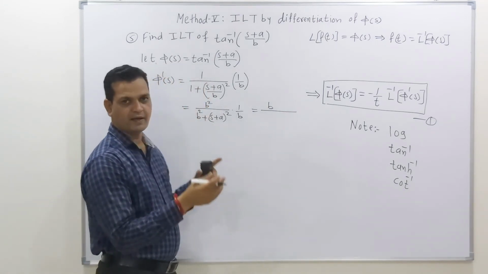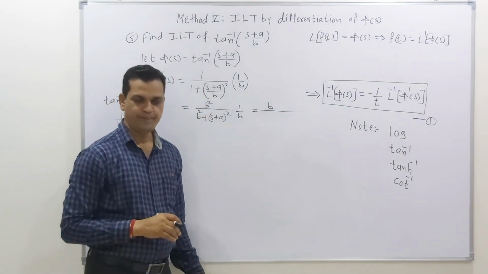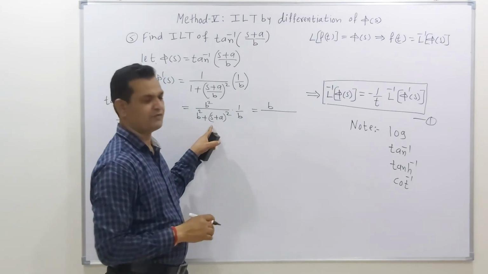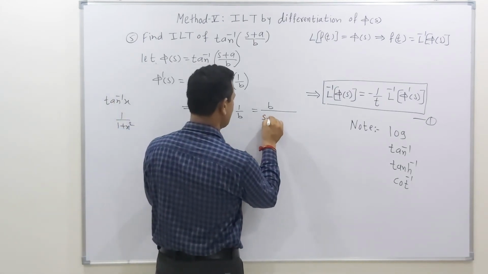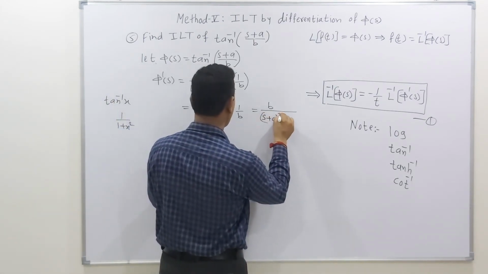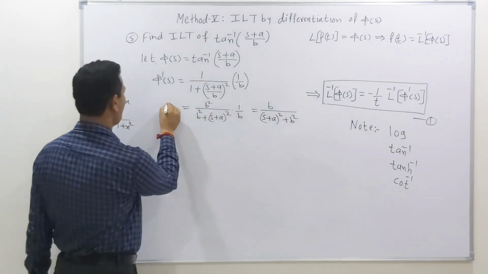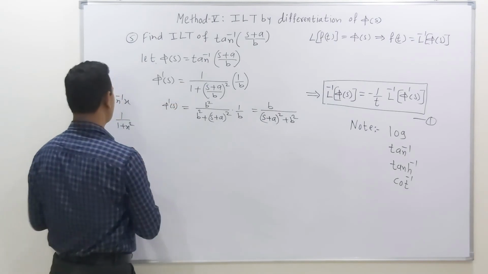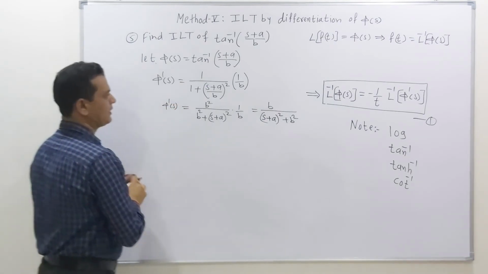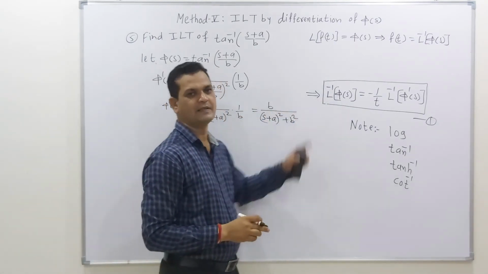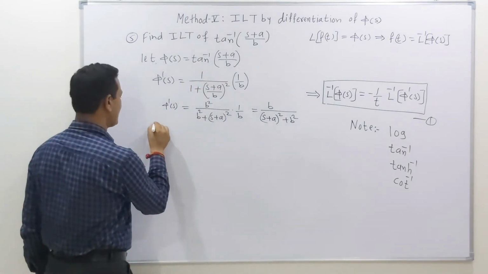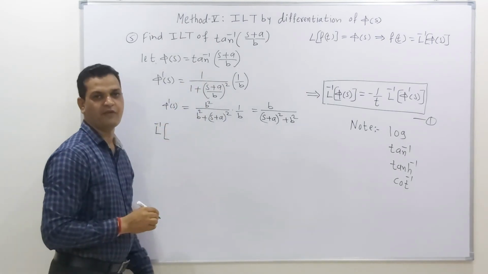So in our inverse Laplace transformation, the s term is the first, so that's why we can write this as the first term, (s plus a) its square, plus b square. Now this is the value of phi dash of s. Now friends, apply result number 1.